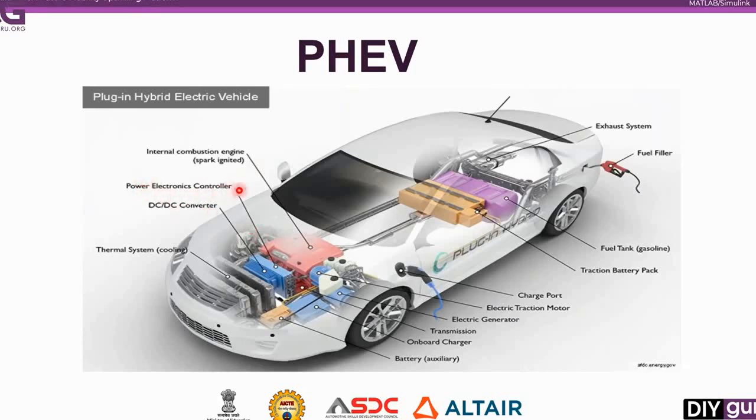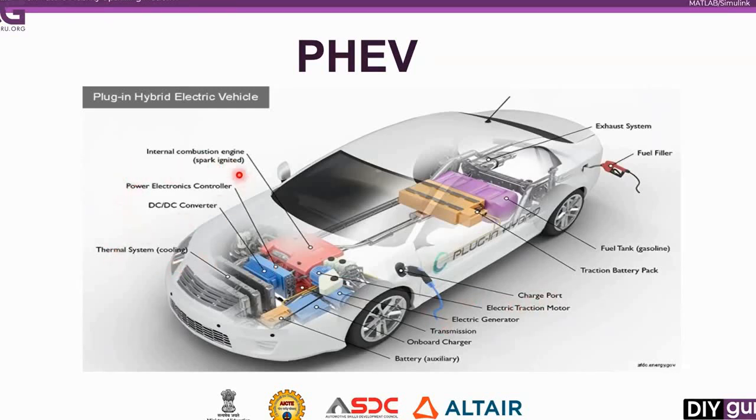Now you can see here the propulsion is carried out by the internal combustion engine as well as an electric traction motor. So it will be composed of an SI engine, or a spark ignited engine, or in general terms a petrol engine. Then it will have an electric generator and an electric traction motor. And the rest of the things are almost the same.